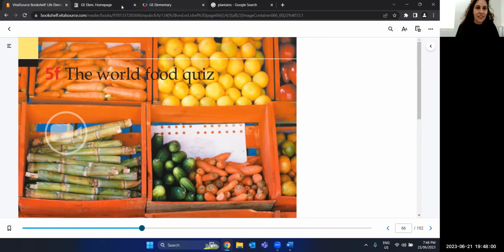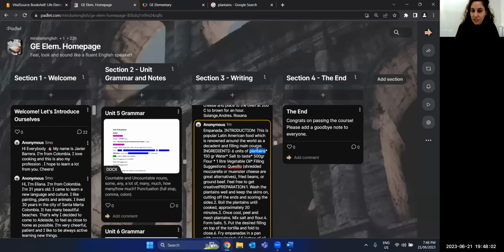Okay, so 6 units of plantains, 150 grams of water, salt to taste, 500 grams of flour, 1 liter vegetable oil. Filling suggestions. Quesillo, which is shredded mozzarella, quesillo, or this cheese are great alternatives.